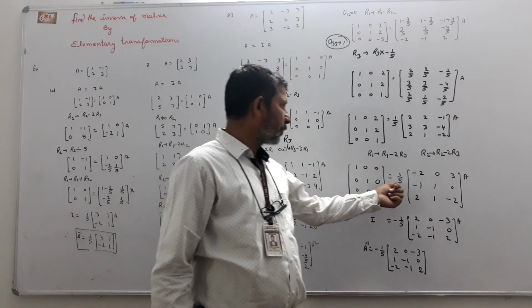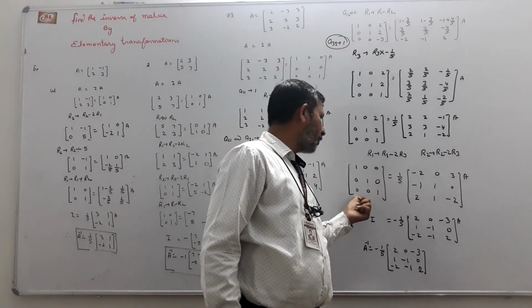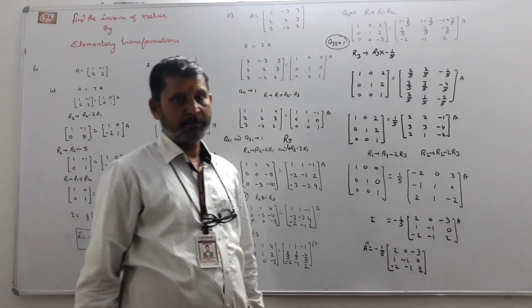So I equals 1 upon 5 of this. Again the product of these two matrices equals the unit matrix. Therefore this is the inverse of A. Yes.